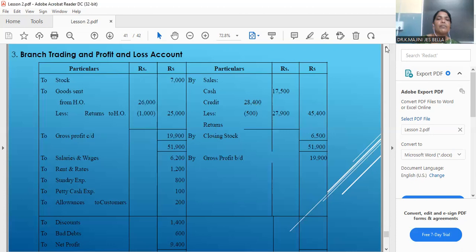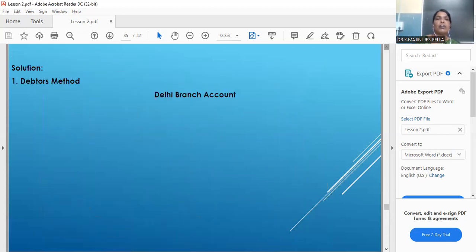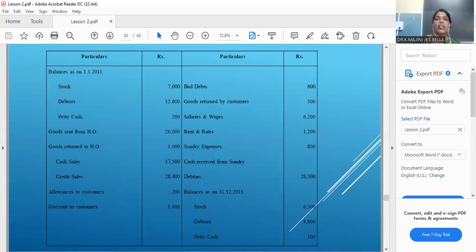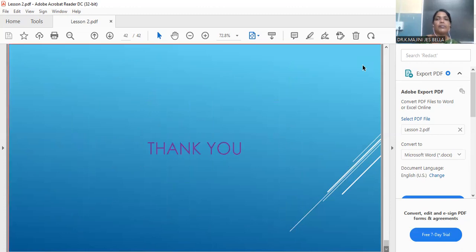By gross profit BD 19,900. Then to salaries and wages 6,000. Sundry expense 800. Cash expense 100. To allowances to customers 200. Discount 1,400. That is 600. Okay, these are the items given in the question. Just see and write them. Here, these are the items: salaries and wages, rates, sundry expenses, allowances.